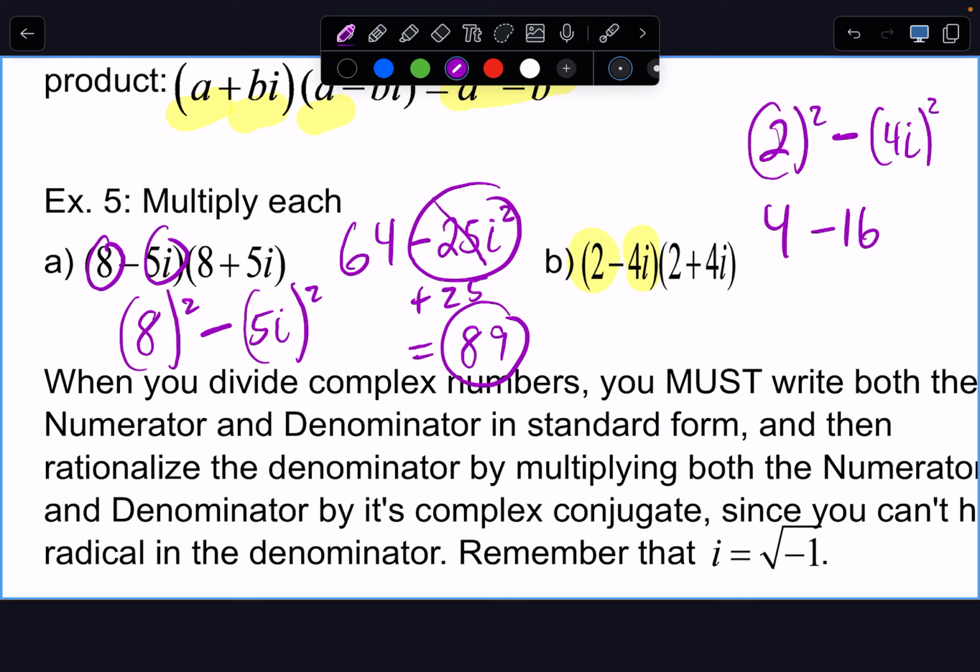Four minus 16i squared. Perfect. And what does that become, Papa? 4 plus 16. Woohoo! Let's go. Yes.